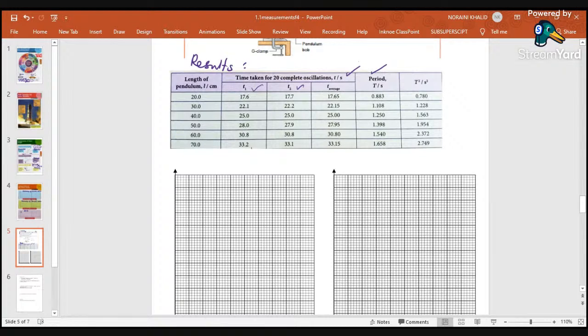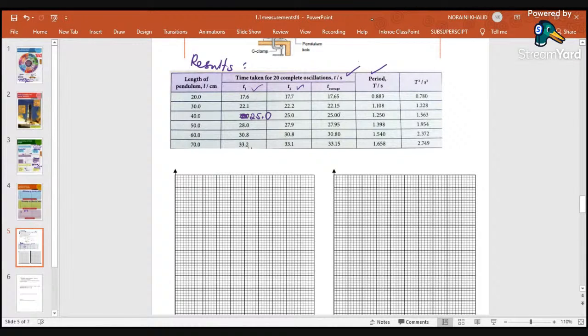In this case, you use the stopwatch that can measure the smallest value of 0.1 second. So all the readings must be to 0.1. For example, this one, 25, you cannot write as 25 only. You must write 25.0, so that all are stated at the same accuracy. T2 is also the same. And then calculate the average.